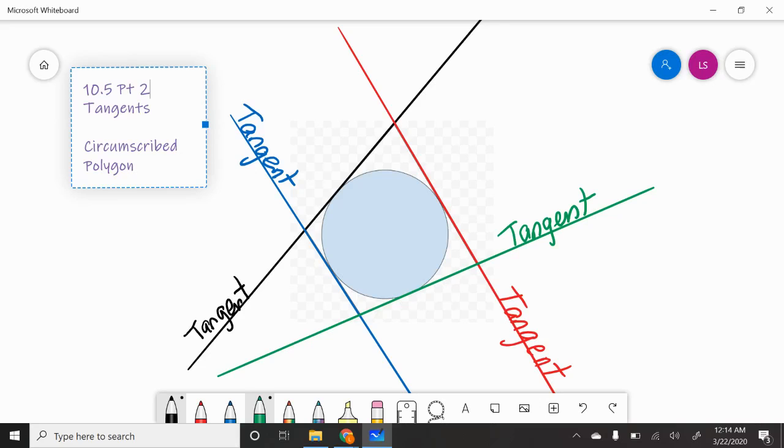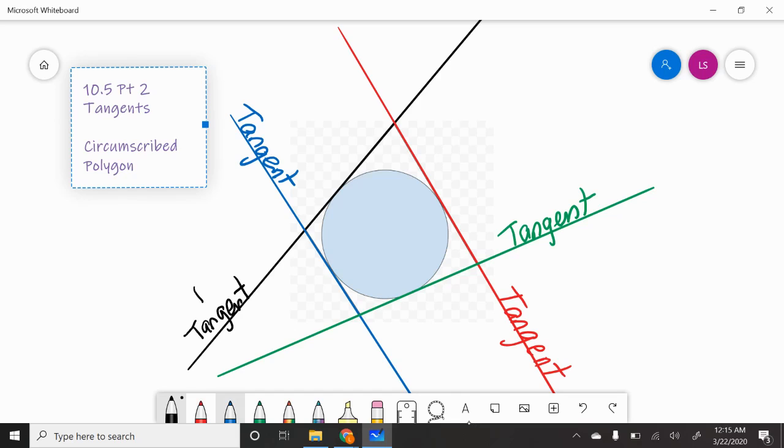We are on 10.5, part 2, tangents, and we're going to be talking about circumscribed polygons about the circle. So basically, to create a polygon that is circumscribed about the circle, you draw a bunch of tangents surrounding the circle. This polygon can be a triangle, a quadrilateral, a pentagon, any kind of polygon. So here I have a quadrilateral, and it's created by 4 tangents.